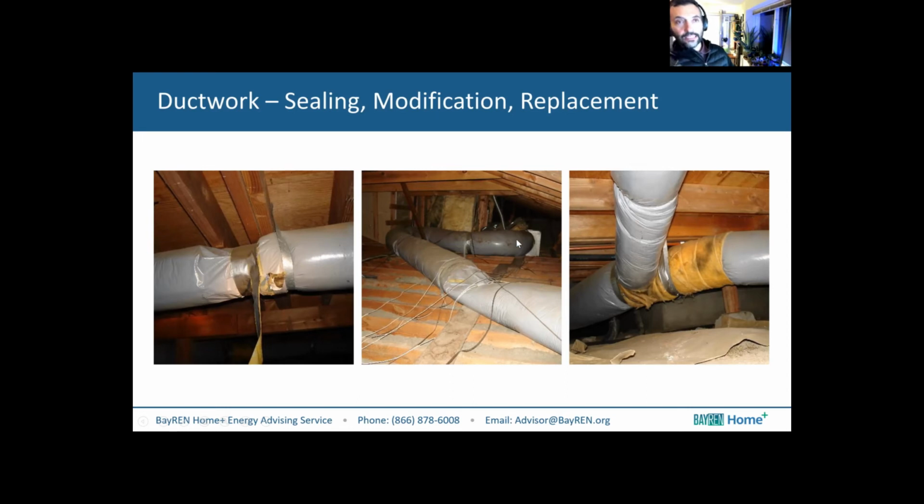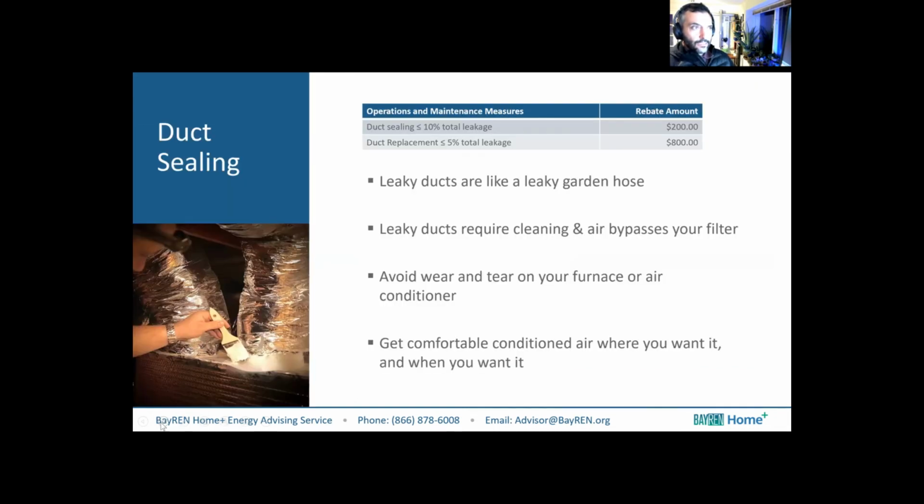You might have inconsistencies in your house. Some rooms get all the heat, other rooms get nothing. That's a great reason to have your ductwork taken a look at. Again, it's probably not a problem with the source, the furnace or the air conditioning. It's probably a distribution problem that's causing imbalances. Taping them, sealing them.